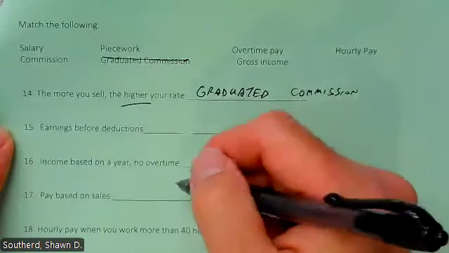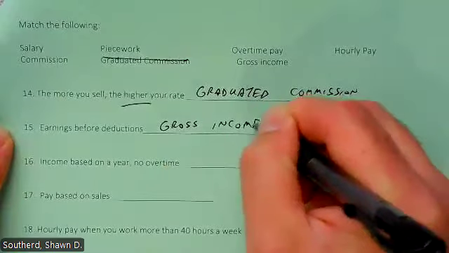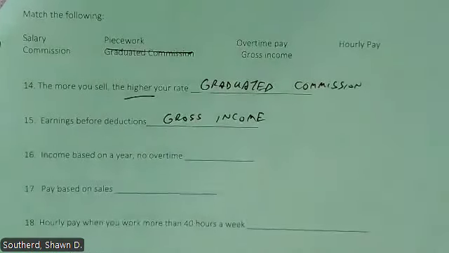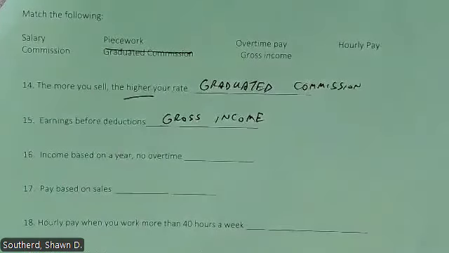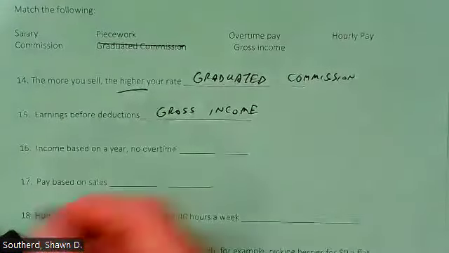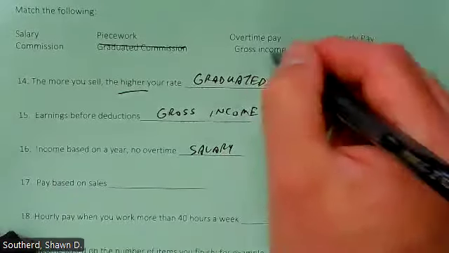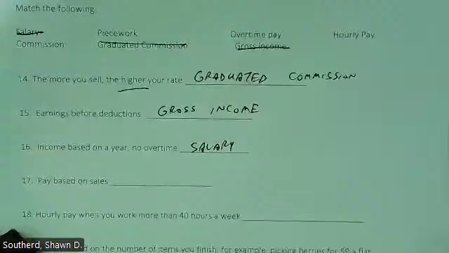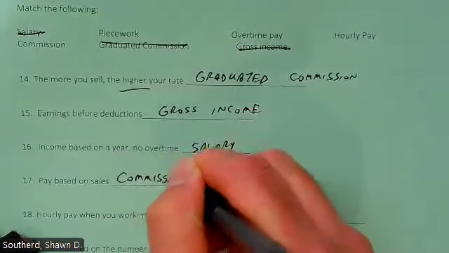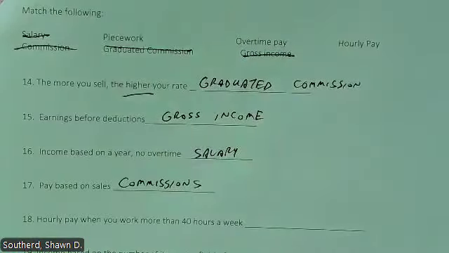Earnings before deductions. I kind of glossed over this, but we'll go over it. It's called gross income. I just mainly want you to know this in case on the test, if I said, hey, Jelly's gross income is $15,000, you know that just means before taxes or before deductions. Income based on a year, no overtime, that's going to be your salary. Doesn't matter how much you get paid or how many hours you work, you're getting paid the same. Paid based on sales, those are purely commissions. Graduated commissions is where it goes up the more you sell.